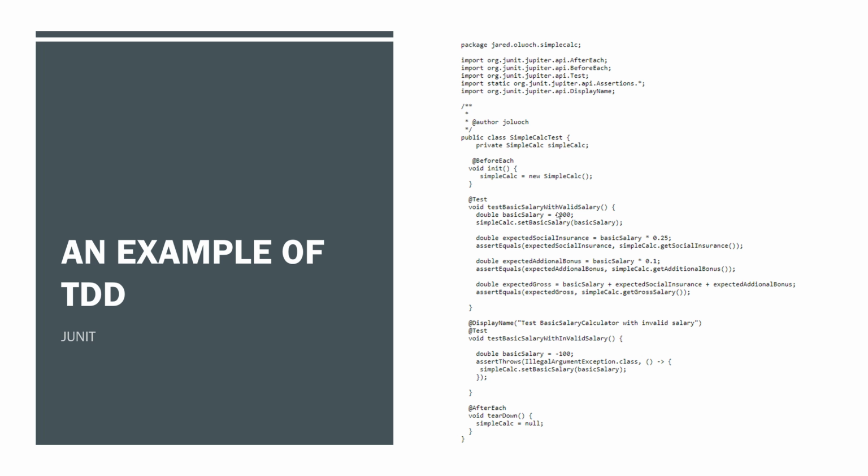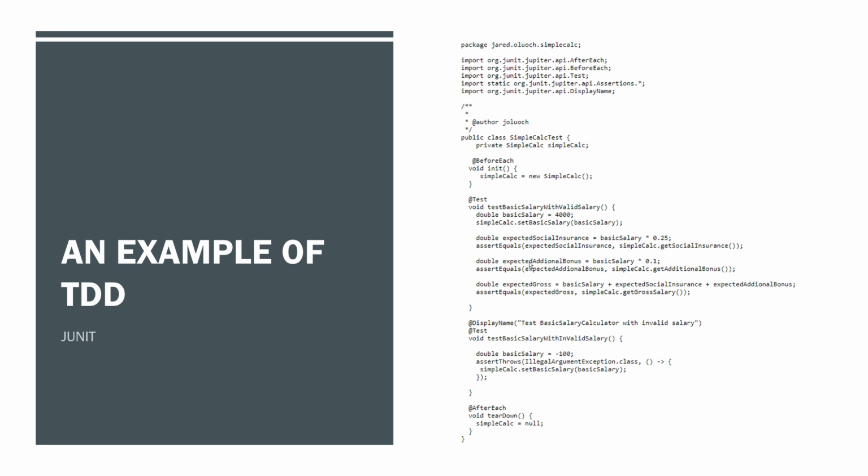So here we set the basic salary equal to 4,000, and then we set that in. Now we will set up another variable called expected social insurance, and we'll set that equal to the basic salary times 0.25. What we will do with this variable is use our JUnit assert equals method, which will help compare this particular variable with our background method that is in the code behind. That code will run, and if they equal each other, then we should have no errors.